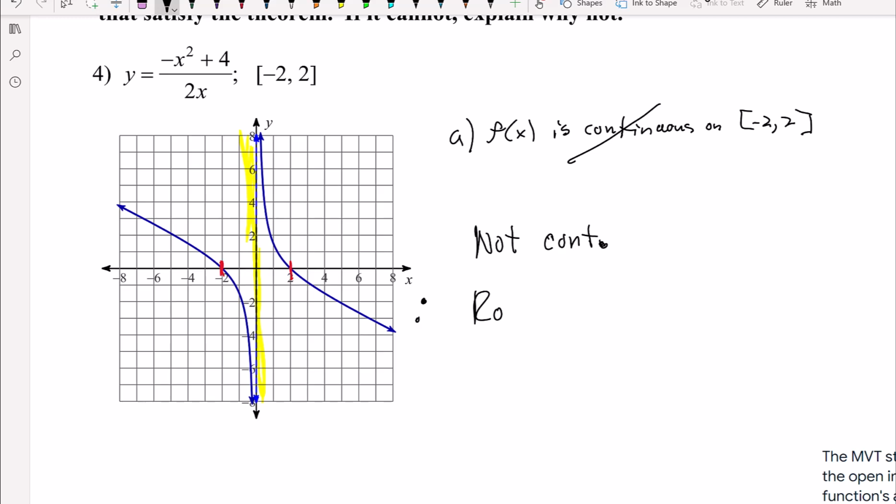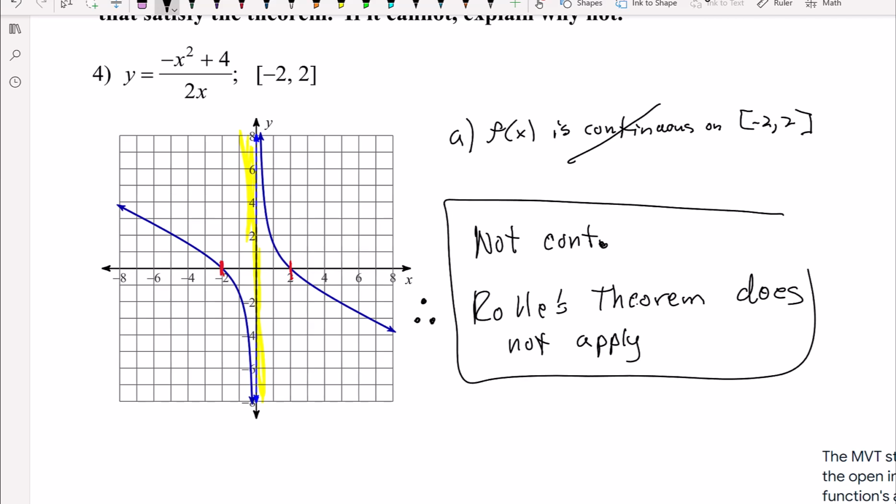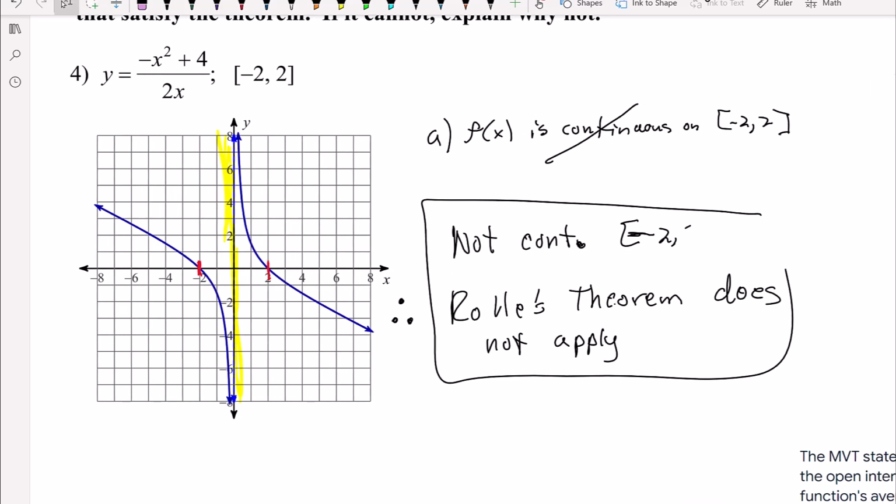Therefore, I'll put the three dots meaning therefore. Therefore, Rolle's theorem does not apply. I used to love those when I would get those. And in fact, you need to put this: not continuous on the closed interval negative 2, 2. Therefore, Rolle's theorem does not apply.